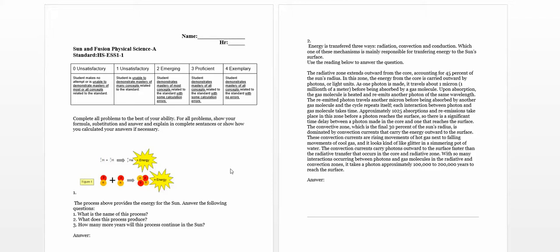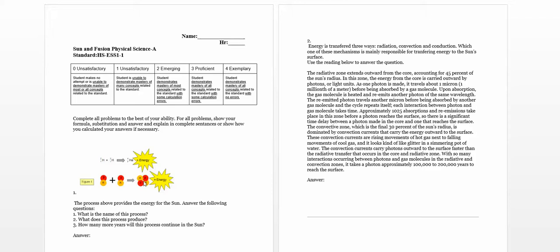So the first one, the process above, so we're looking at the diagram here, provides the energy for the sun. All right, so we looked at the lectures, we know this has to be fusion. And so what is the name of this process? Well, it is nuclear fusion, as mentioned in the title. What does this process produce? And from lectures and video and class discussions, we know that it produces energy and also helium, the second most abundant element in the universe.